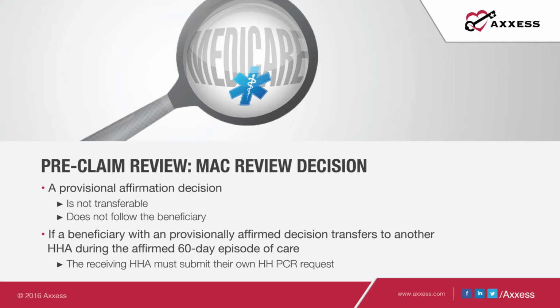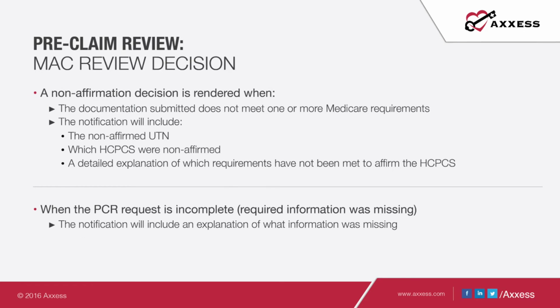All right, so what if you get a provisional affirmation decision? It is not transferable. It does not follow the beneficiary. And if the beneficiary transfers to another home health agency, even though you have an affirmed 60-day episode of care, that receiving agency would also have to submit their own home health pre-claim review request.